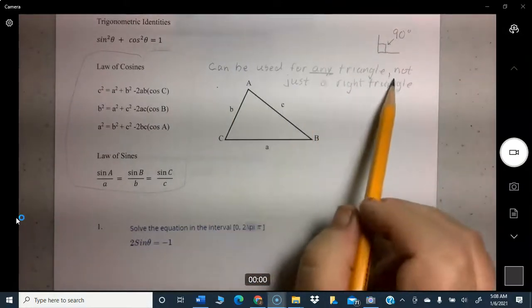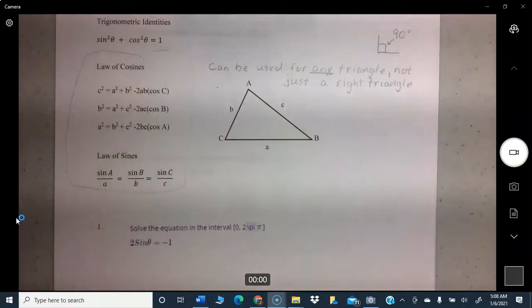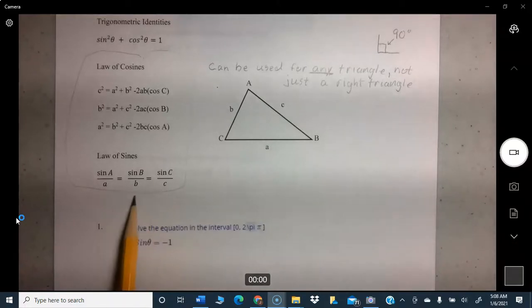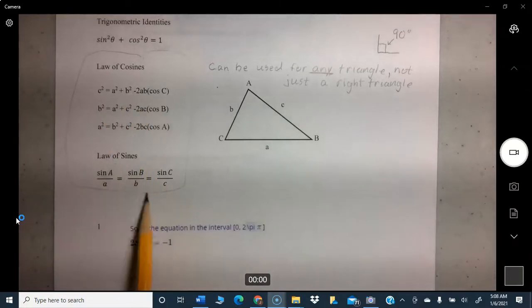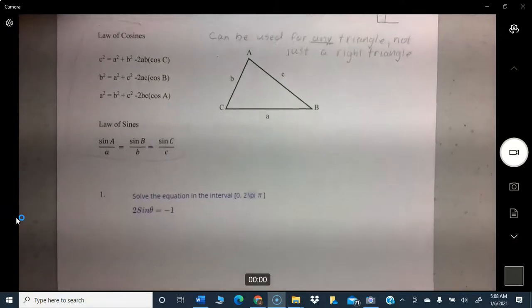It can be used for any triangle, not just a right triangle. And that's all these rules over here. You can see that these look a little simpler, but when you explain them, you'll see they're a little simpler than these. So if you can use these, use these. Sometimes you have to use the law of cosines. Anyway, we'll see problems with examples of both. So let's get going on this.